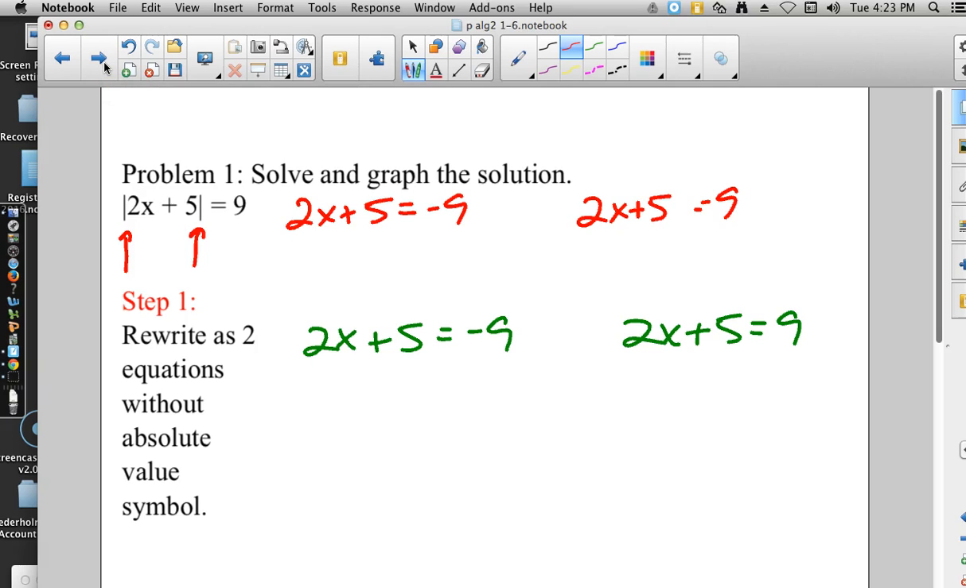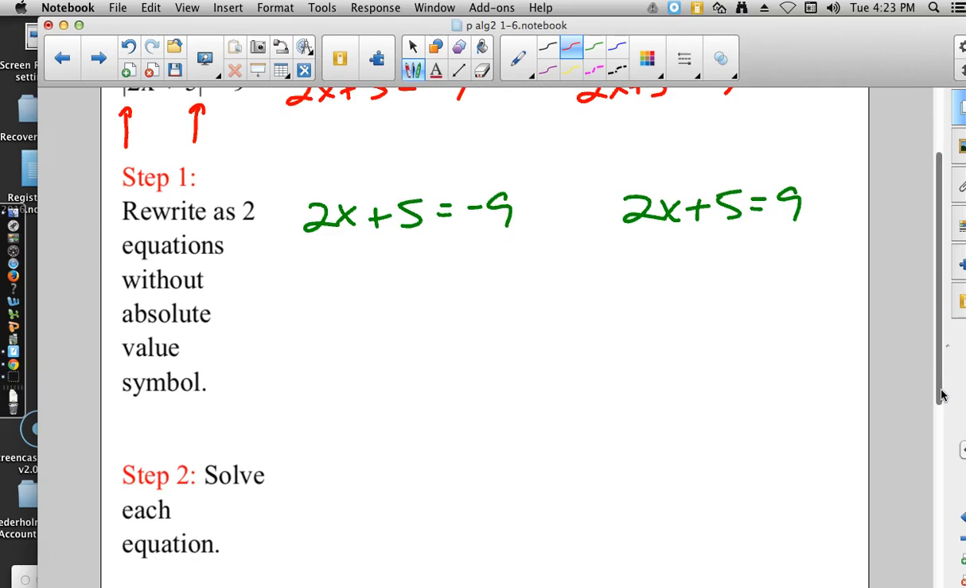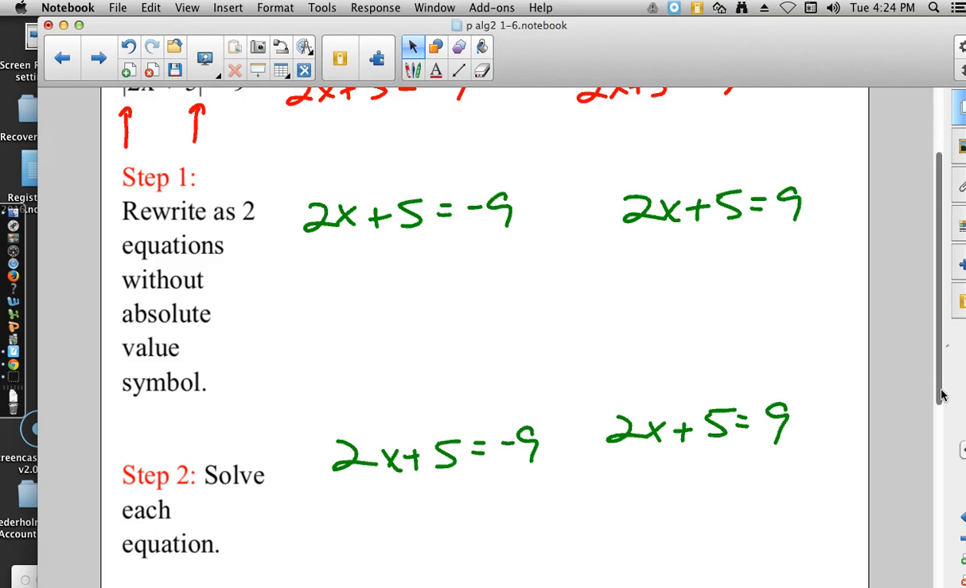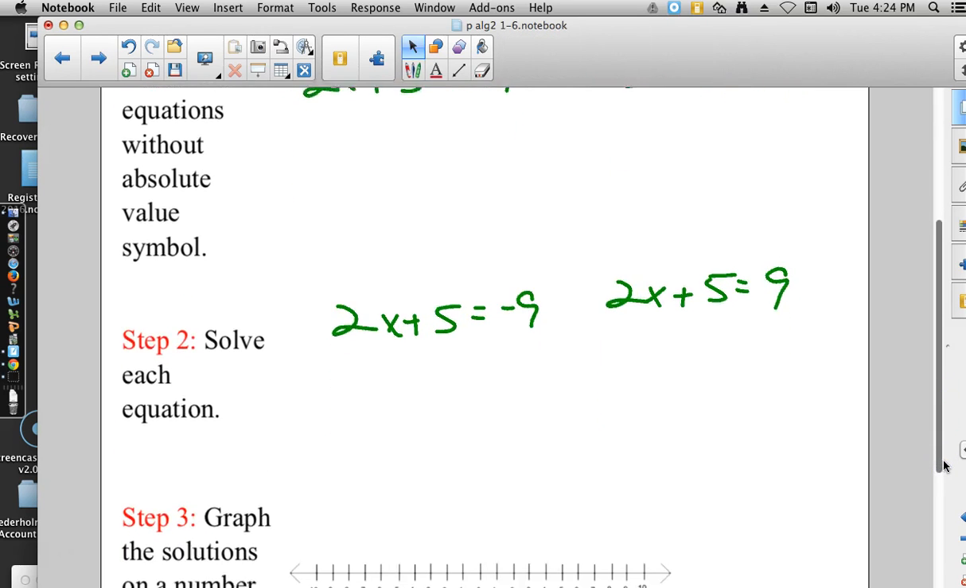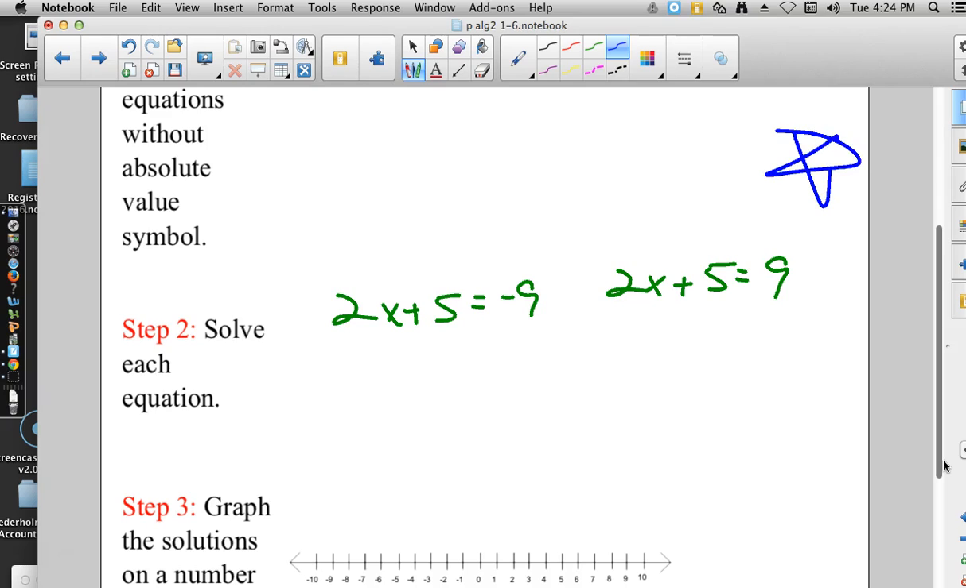So we rewrote those without the absolute value symbol, and then we just solve them. You solve each equation. Right now we have 2x plus 5 equals negative 9, and 2x plus 5 equals positive 9. I want you to put a big star on the side next to these, because this is what people mess up on the test: getting those two equations. You need two of them.